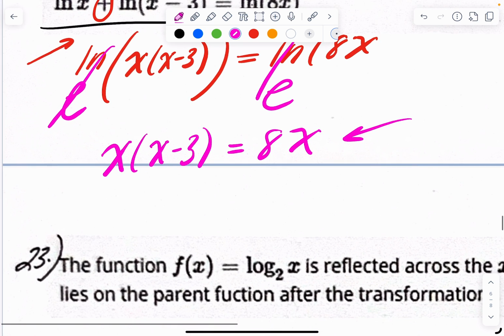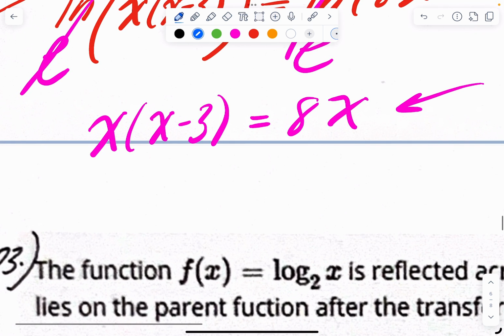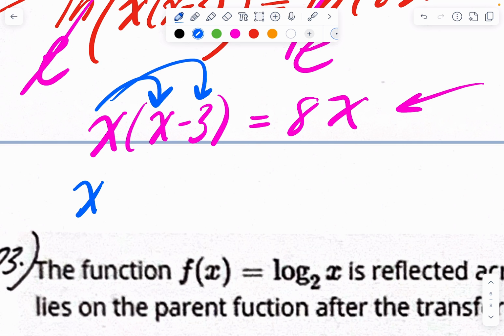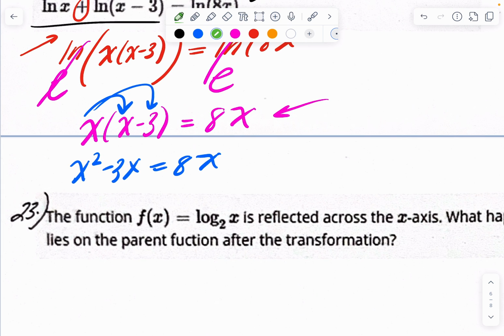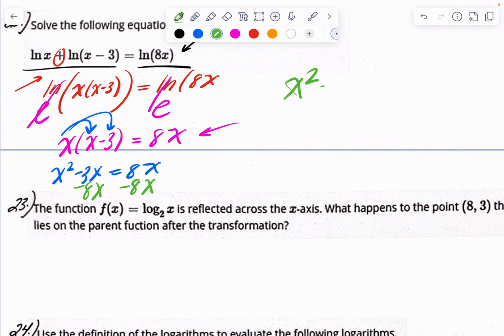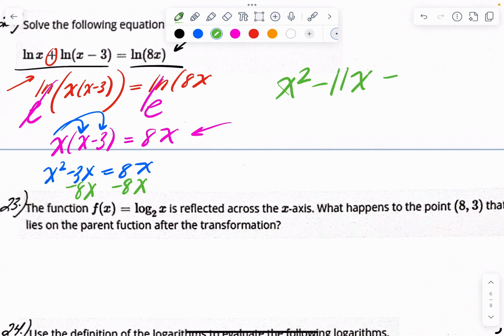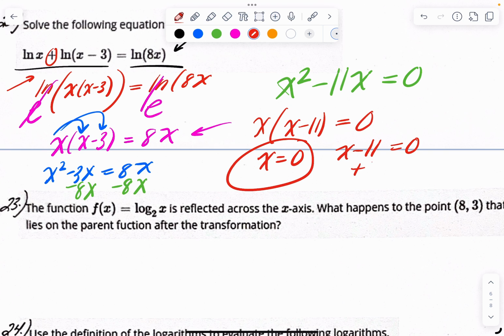A lot of kids will get here and get stuck. It's like, okay, what are we dealing with here? Well, technically, we need to distribute. When we're solving by hand, we have to get it set equal to 0. X squared minus 3x equals 8x. First step is always to get it set equal to 0 when solving by hand. So we have x squared minus 11x equals 0, and then we solve by factoring. So we pull out an x, left is x minus 11. Then we have x equals 0, x minus 11 equals 0, x equals 0, add 11, x equals 11.